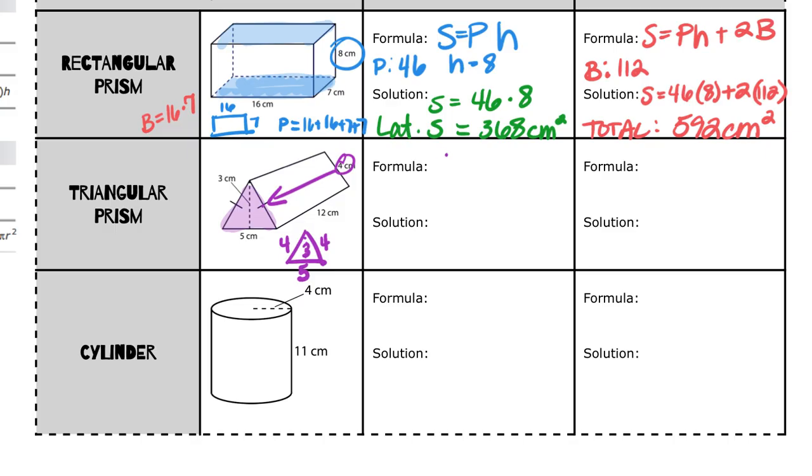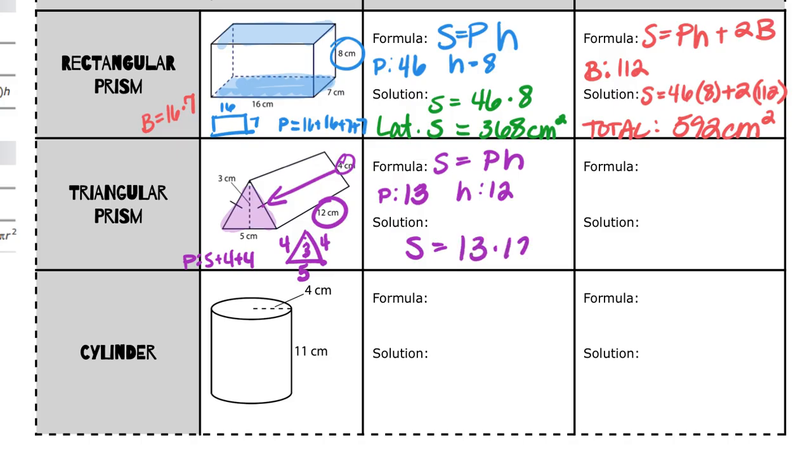Now, formula, surface area, perimeter of the base times height. It's the same formula, but our perimeter of the base, because it's a triangle, we add 5 plus 4 plus 4. So this is our perimeter of the base. So in this case, 4 plus 4 is 8, plus another 5 is 13. Well, the height is circled here at 12, okay? So when I substitute these values in, I would have 13 times 12.